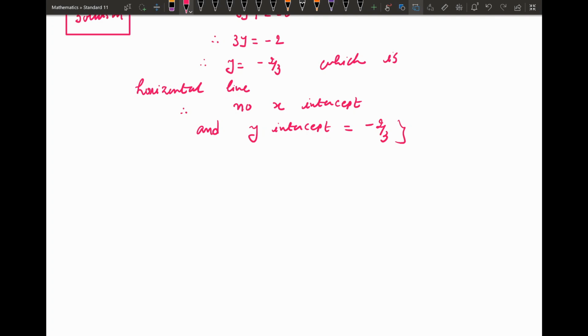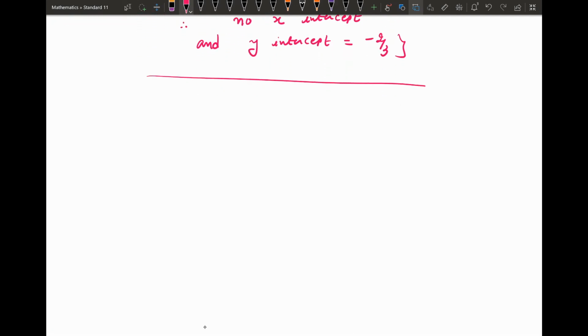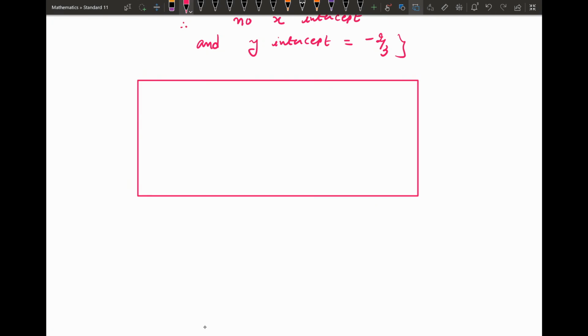Next time we will discuss problems based on the normal form, the p minus alpha form, or you can consider it as the normal form x cos alpha plus y sin alpha equal to small p. So next time we will discuss problems based on this normal form.